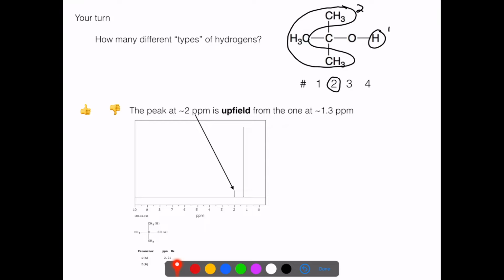Another question, is this a thumbs up or thumbs down statement? Is this a correct statement or not? We would say that the peak at 2 parts per million right here is upfield from the 1 at 1.3.